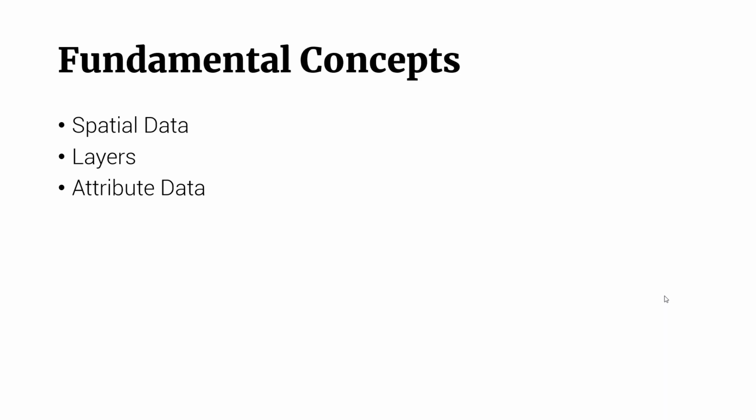Okay, so these are the fundamental concepts of GIS. We have the spatial data, layers, and attribute data. So spatial data, no, it is the information intricately tied to specific Earth locations, such as coordinates, addresses, or landmarks, constitutes the foundational bedrock of GIS. This comprehensive spatial data forms the basis for detailed analysis and visualization.